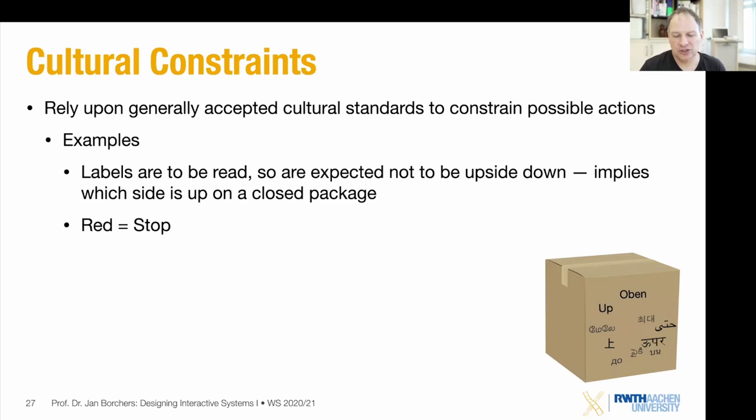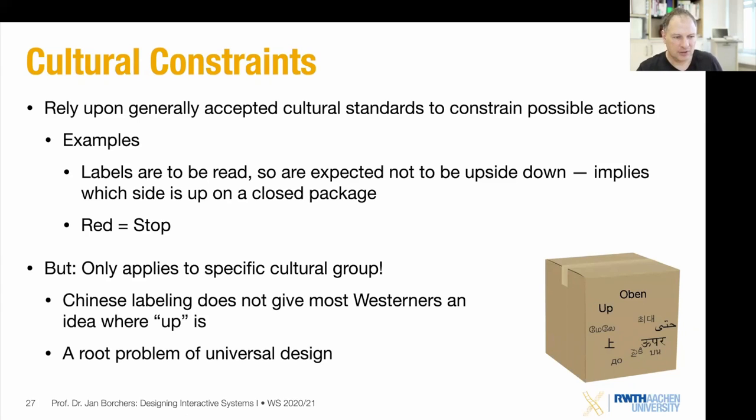But of course, this only works if you can read the writing, right? If it's written on there in a font or in a writing system that you are not familiar with, where you don't even recognize if the writing is upside down or not, then it won't help you. Similarly, the cultural constraint of red equals stop is also, of course, only working for you if it actually applies to your specific cultural group. And this is, by the way, a root problem of globally universal design that is always going to give you trouble because many of these things that rely on cultural constraints won't work in a global setting. And these days, we're often developing things for a global market.